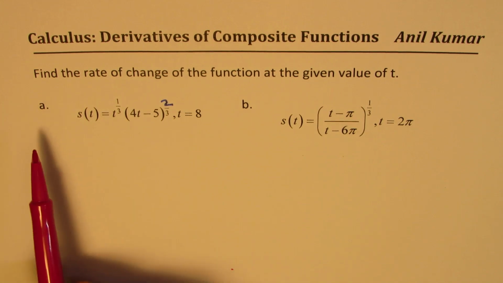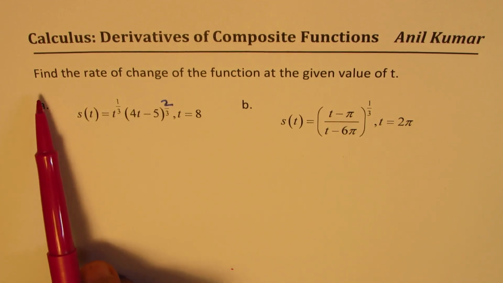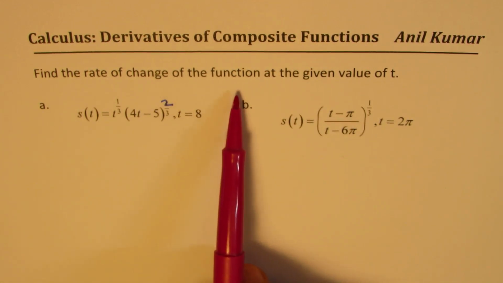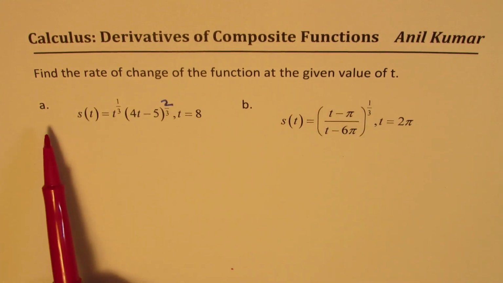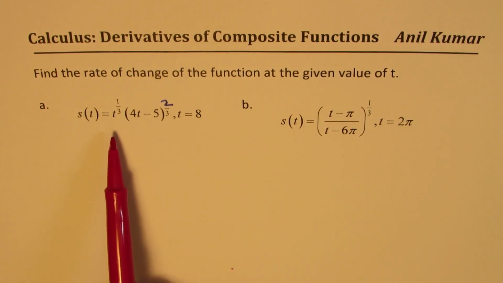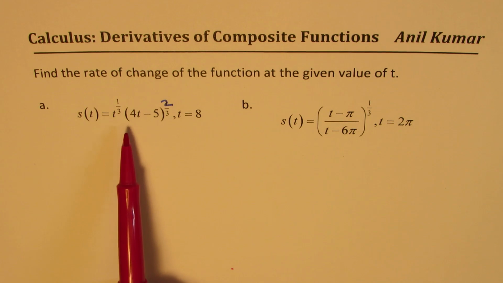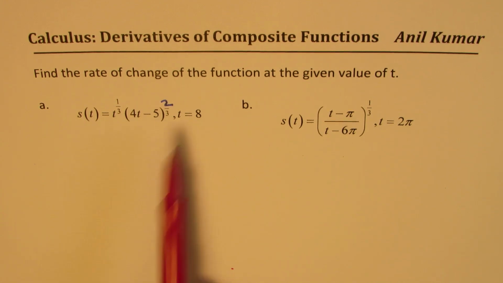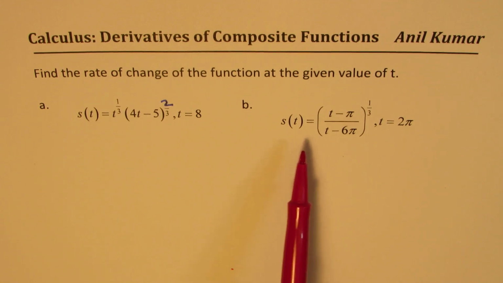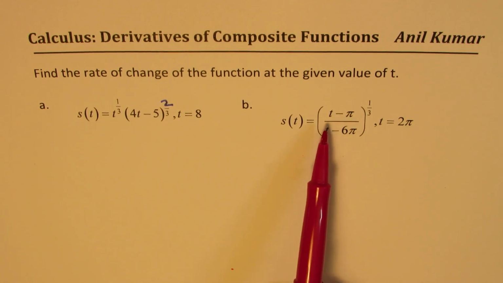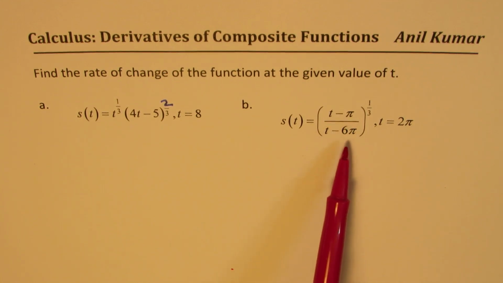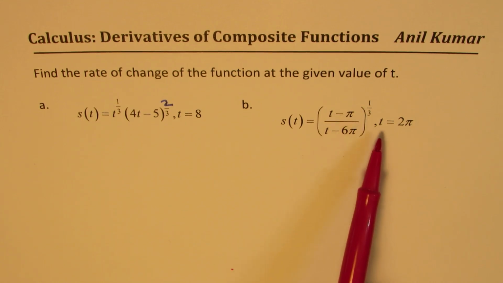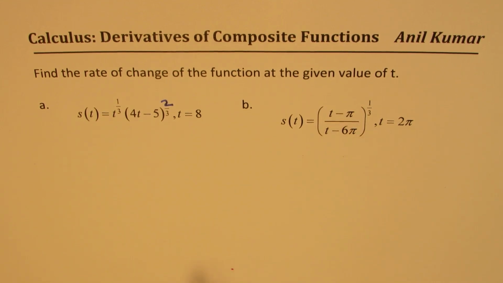Right? So let's see. You need to find the rate of change of the function at the given value of t. A. S of t equals t to the power of 1 over 3 times (4t minus 5) to the power of 2 over 3, where t equals 8. The second one is S of t equals (t minus pi) divided by (t minus 6 pi) to the power of 1 over 3, where t equals 2 pi.